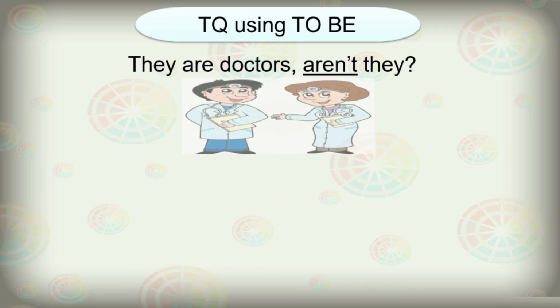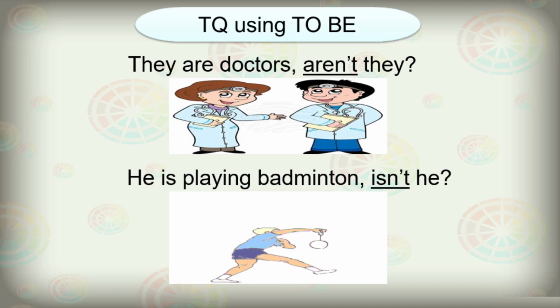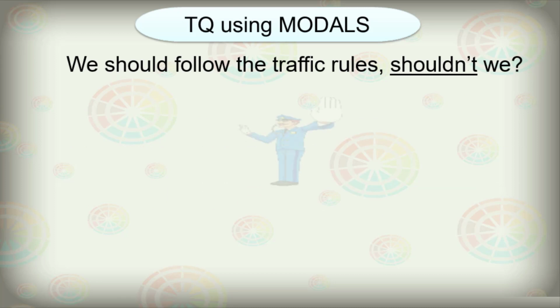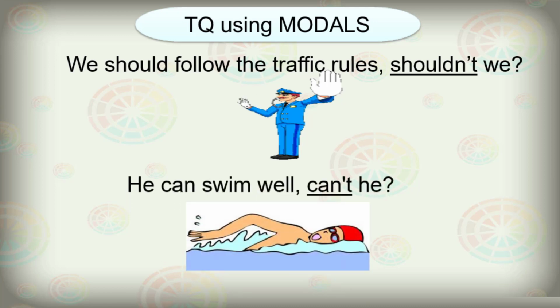Now I am going to explain tag question using to be verb. They are doctors, aren't they? He is playing badminton, isn't he? Now tag question using modal verb. We should follow the traffic rules, shouldn't we? Here should is a modal verb. He can swim well, can't he? Here can is a modal verb.